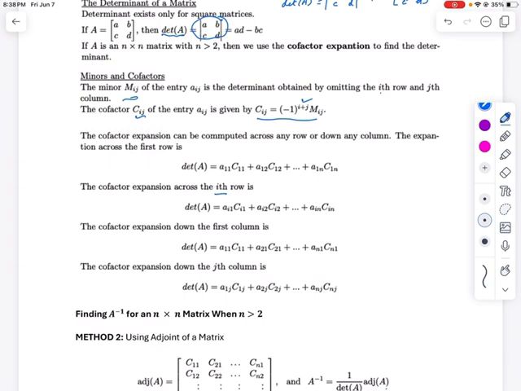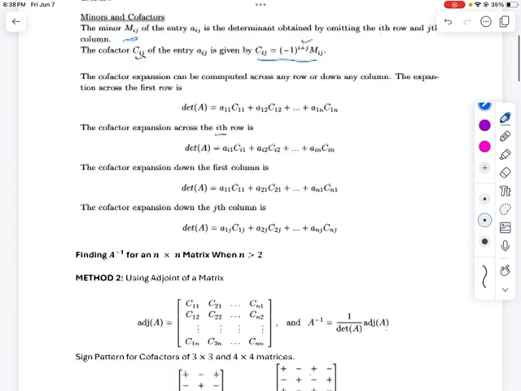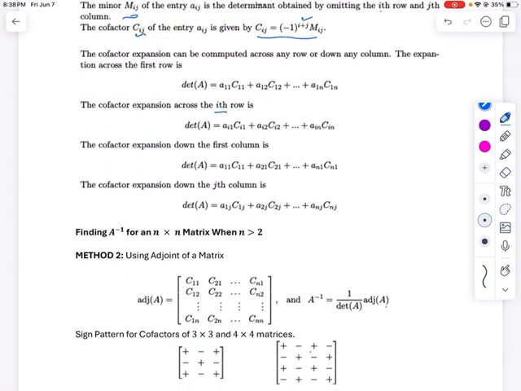Again, it depends on which row or column we are using. In finding the determinant, or in finding the inverse as well, we will be using the row which has the most zeros. That will be helpful. Keep that in mind. So what is the inverse of an n by n matrix in this case? The first thing is something we call the adjoint of a matrix. So what is the adjoint of a matrix?